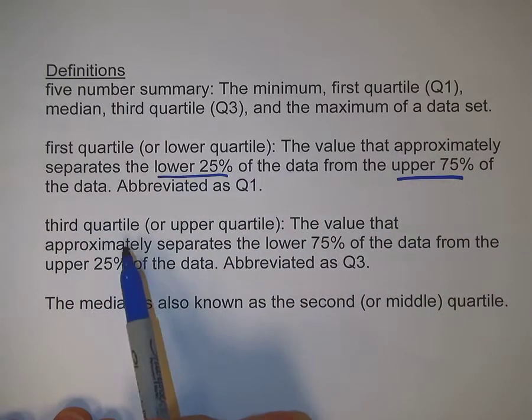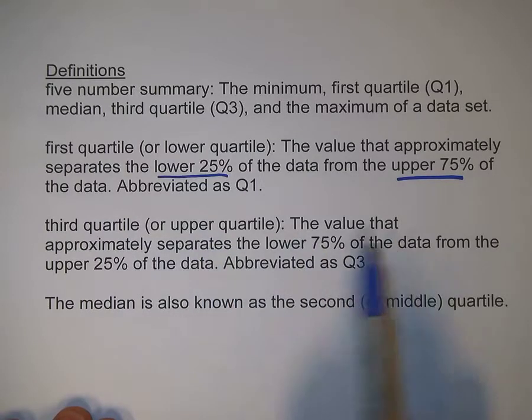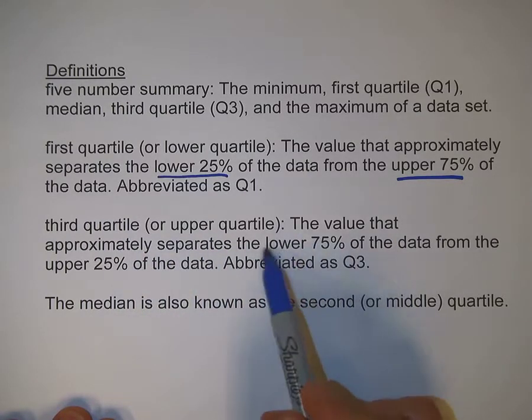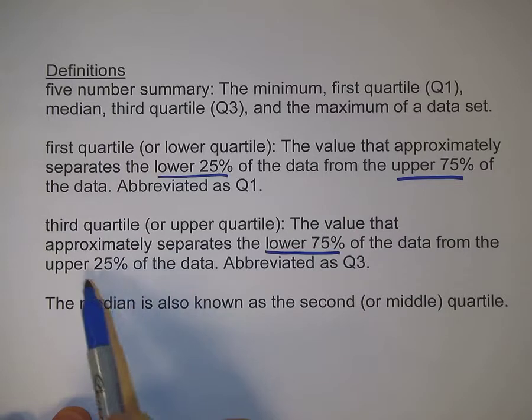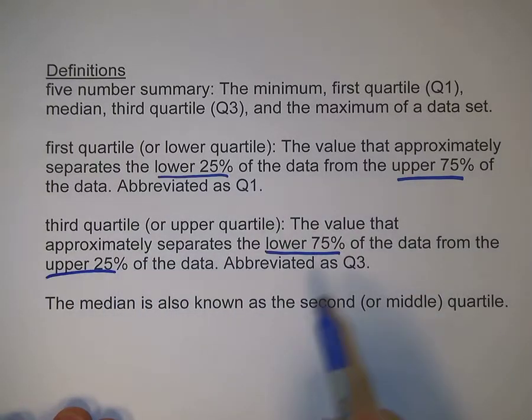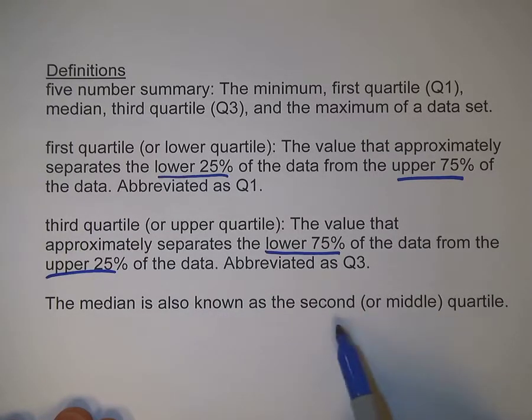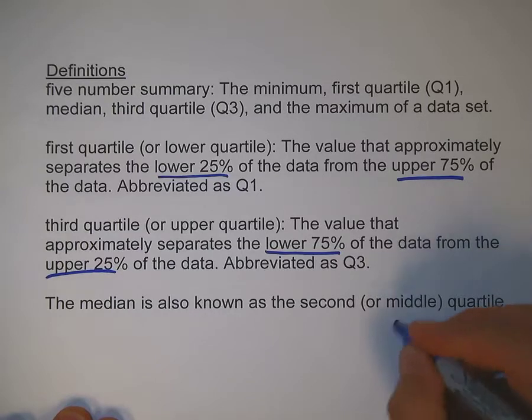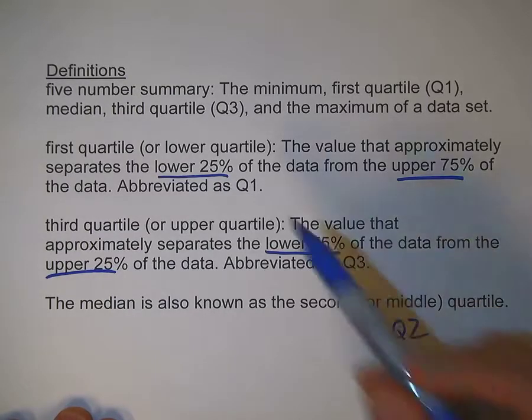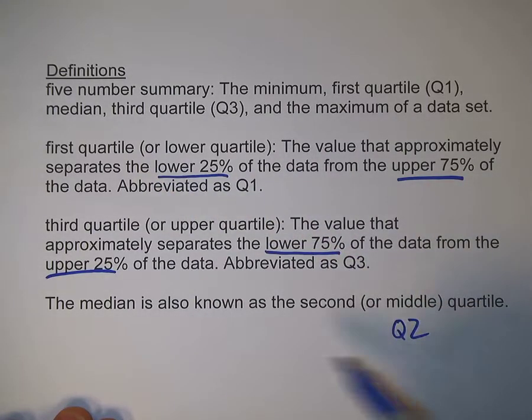Now the third quartile, or the upper quartile, is the value that approximately separates the lower 75% from the upper 25% of the data, abbreviated as Q3. This is really the same as the median of the second half of the data. And then the median is known as the second quartile, or the middle quartile, or Q2. So Q1 is first quartile, Q2 is the median, Q3 is the third quartile.